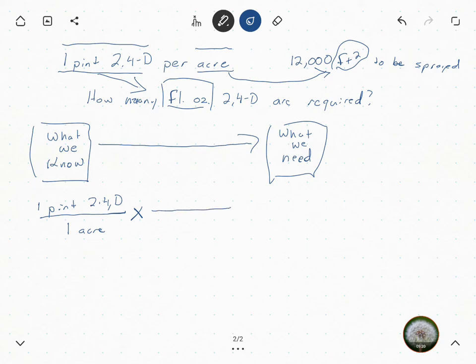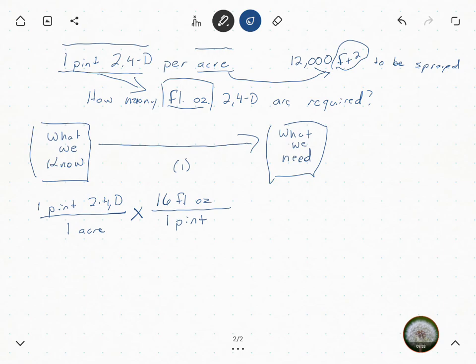So we're going to create a ratio, and we're going to say that 16 fluid ounces is equal to 1 pint. And again, because 16 fluid ounces is equal to 1 pint, this ratio is basically equal to 1. And so multiplying our pint per acre times this value doesn't change the overall quantity.